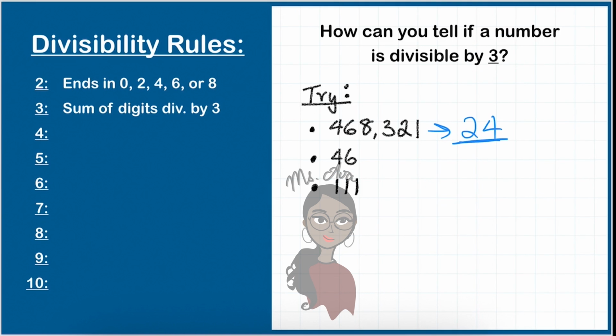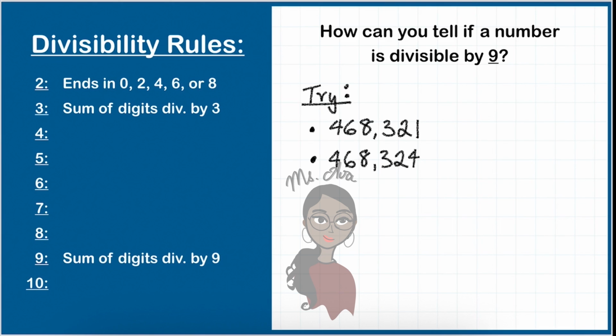The next rule is actually really similar. A lot of these rules come in pairs, and 3 is one of them. So this one is paired with 9, because 9 has the exact same rule, except this time you divide by 9. So if the sum is divisible by 9, then that means that your number is divisible by 9.